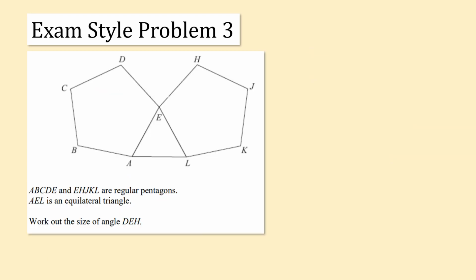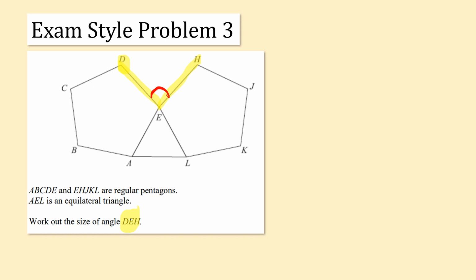Right, a similar problem then. So more geometry. So two regular pentagons and an equilateral triangle. This time I'm looking for the angle DEH. Okay, that is the angle formed by D to E to H, which is this one here. Right, so let's write down what we know.